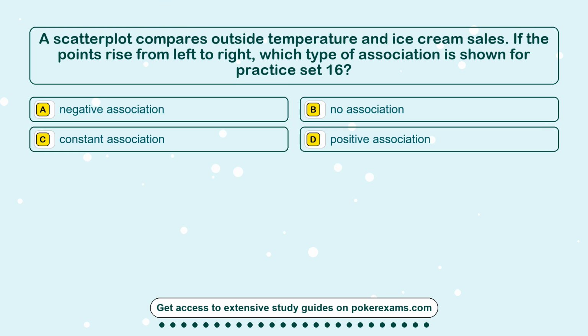Question 25. A scatter plot compares outside temperature and ice cream sales. If the points rise from left to right, which type of association is shown for practice set 16? Option A negative association. Option B no association. Option C constant association. Option D positive association.